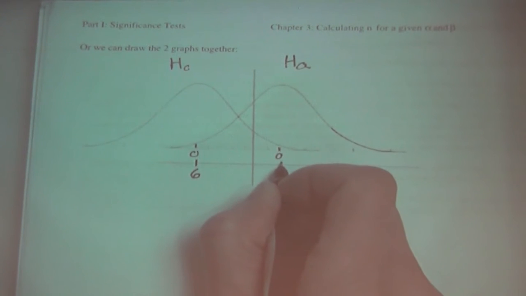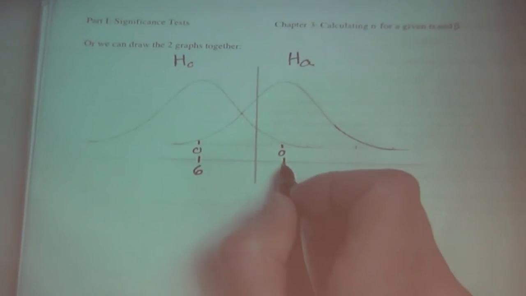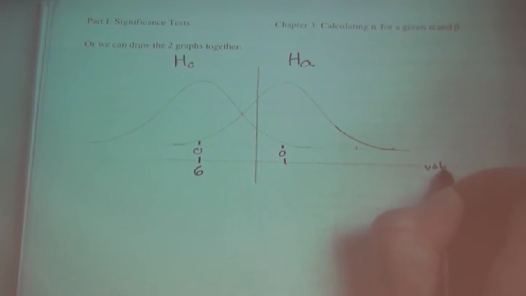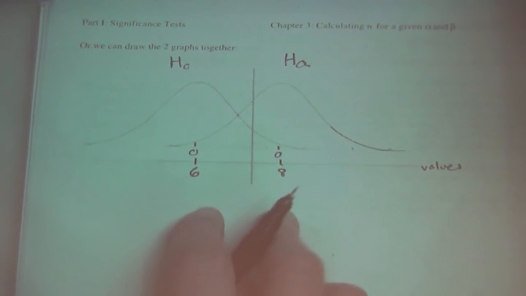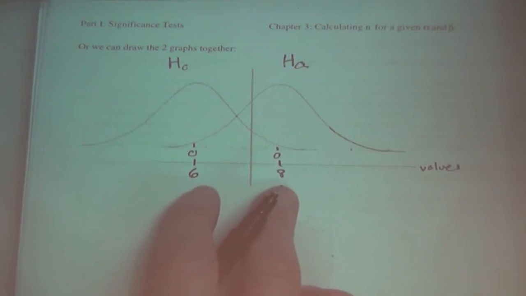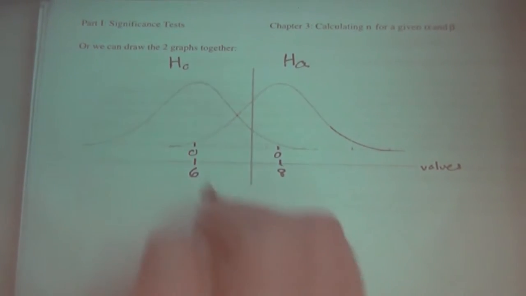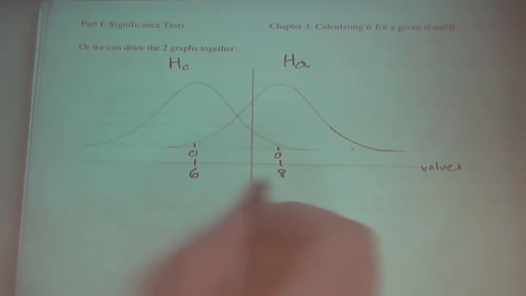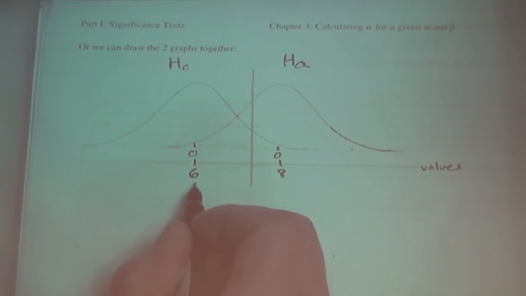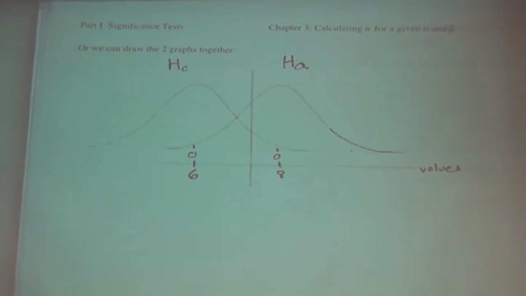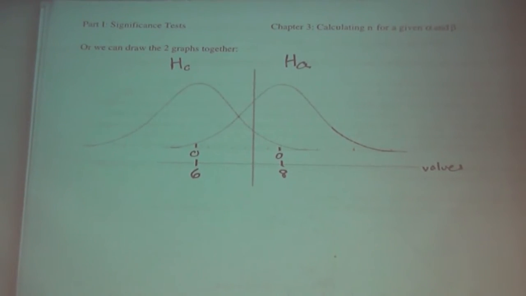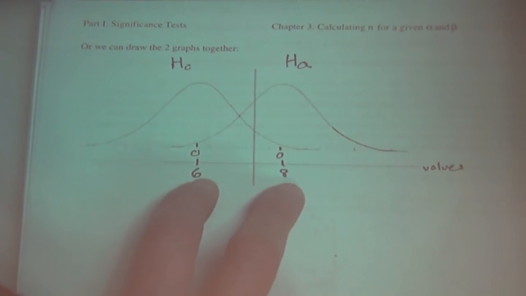And what was our alternative? Do you remember? This was in terms of our actual values here. 8. All right, so look what we're doing here. Watch this. What is this distance here? This distance is 2, right? This distance right here is 2, that's our hypothesized difference. We hypothesize a difference of 2.